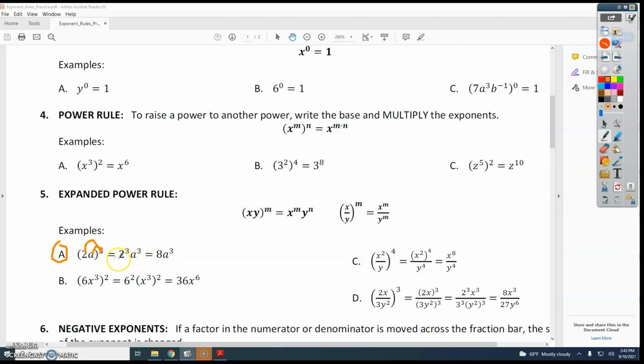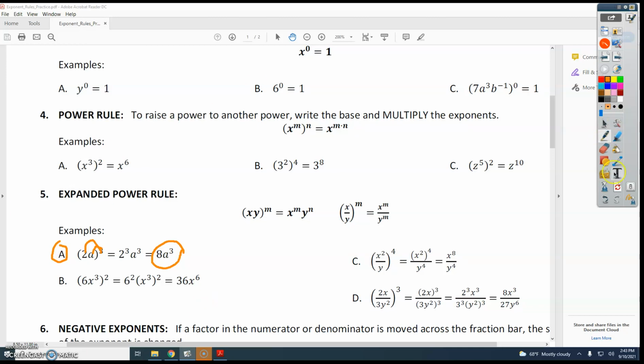So what we need to do is simplify this. So there's no common base here. The bases are different. So we have 2 to the third power, which is 8, and then left over we just have a to the third, and that's how we get 8a to the third power. So we don't do so much of this, but it's something you need to be aware of.